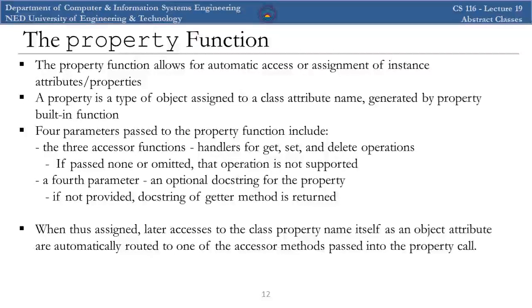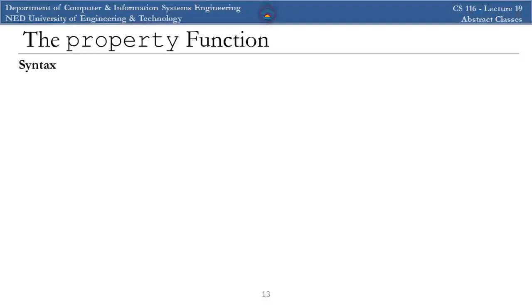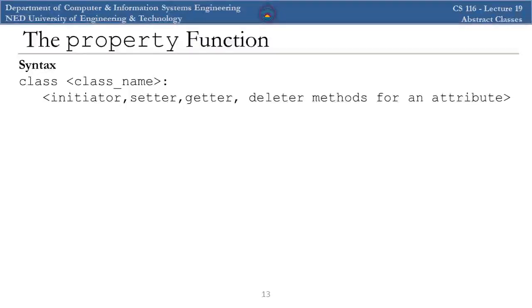Okay, this is the last point. The name that you use for the object that's returned from the property function is used as your property's name. Again, let's see an example that will help us understand this more quickly. Here's the syntax. You define a class, and you define all these methods: a setter method, getter method, deleter method, and mind it, you have to define an initiator also, so that the instance variable for which you are defining these setters, getters, and deleters is implemented.